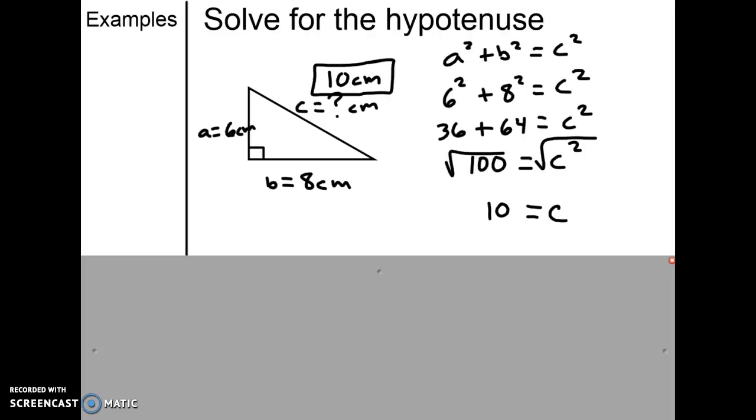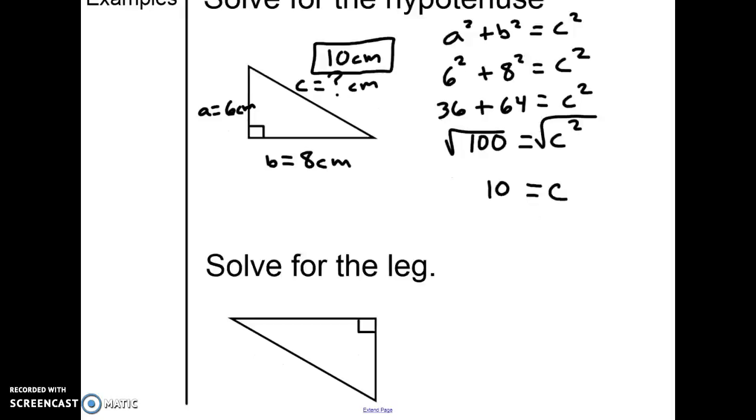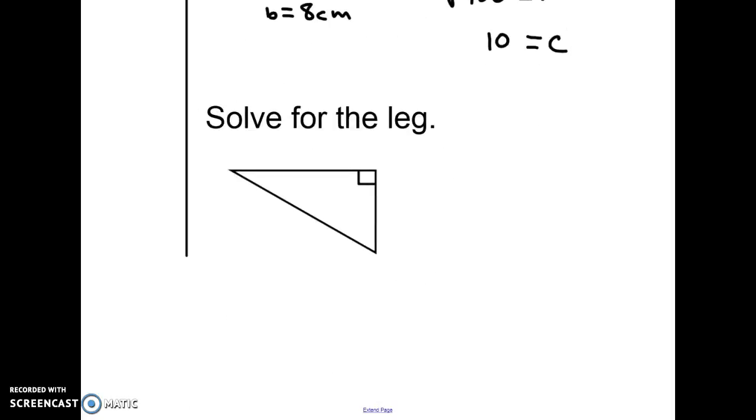Another example is, what if we had the length of the hypotenuse, but we were missing one of the leg lengths. So in this example, let's say that the hypotenuse is 13 meters, and let's say the shorter leg is A, and that is 5 meters. And in this case, we're going to find out our missing length of B. We're not sure the length of B, and we need to find that out.